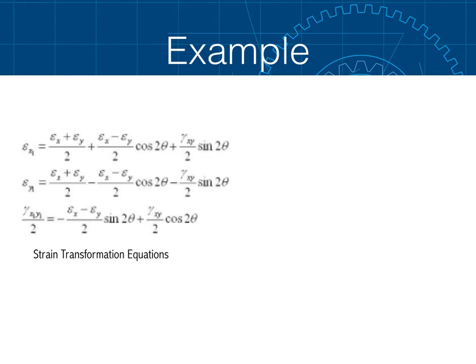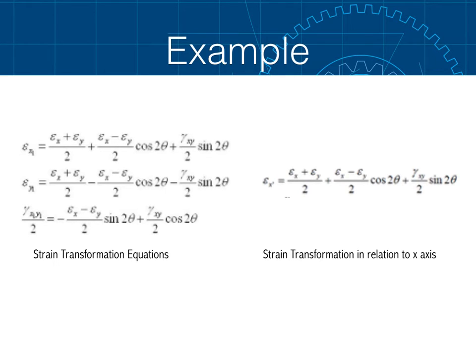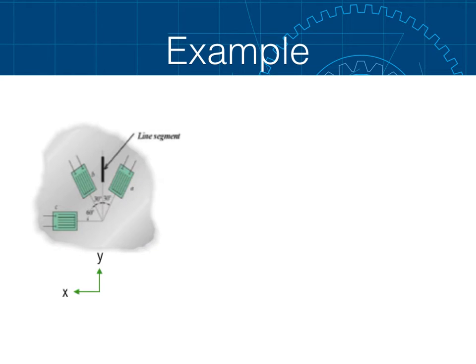These are the strain transformation equations we derived earlier in this tutorial. Taking the strain transformation in relation to the x-axis, we can figure out the strains along the x, y, and gamma xy shear strain values. Let's start by looking at the original orientation again.